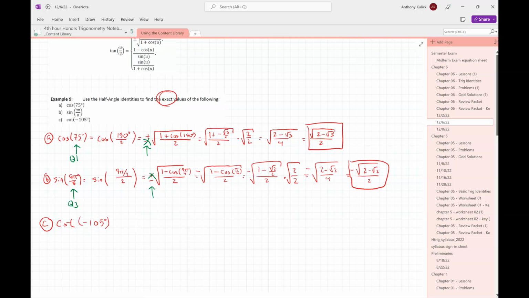Okay, cotangent of negative 105. Well, negative 105 is half of what angle? Negative 210. So this is going to be, I don't have a half angle identity for cotangent. So I'm just going to use the tangent one and do the reciprocal of it. Everybody happy with that? Okay.